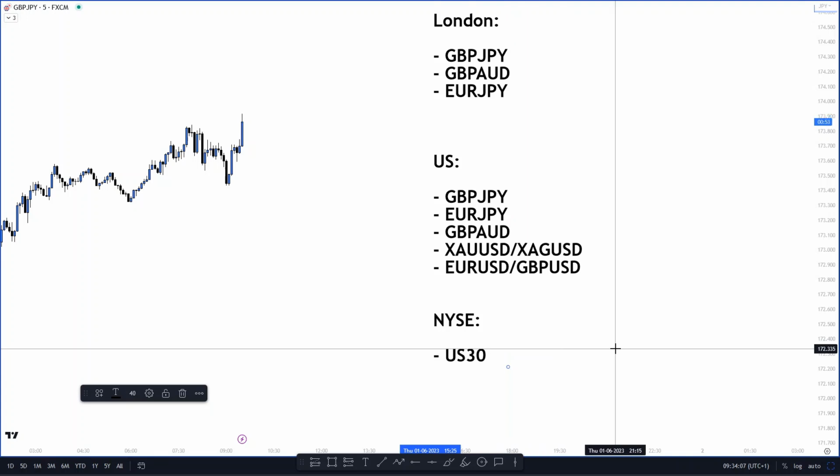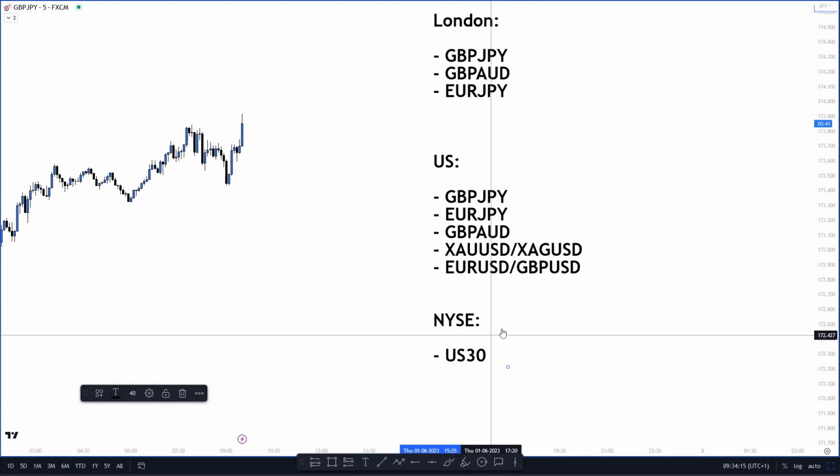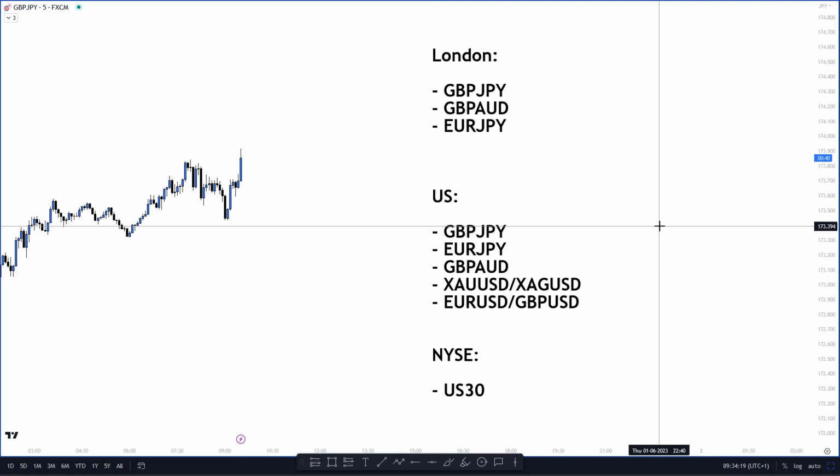US 30 is a beautiful, beautiful pair. I trade that pretty much every day. It's one of my favorite ones. So if I'm trading London, I would then probably come back 4, 5, 6 hours later and then trade US 30. So the two most important things to start is you want to pick a session and then pick a pair.